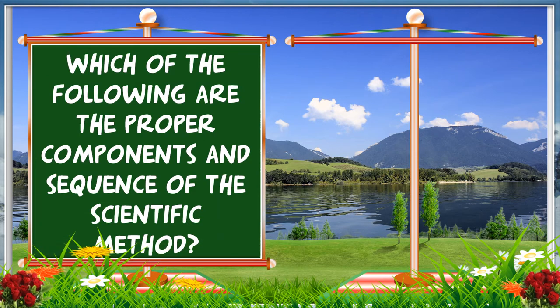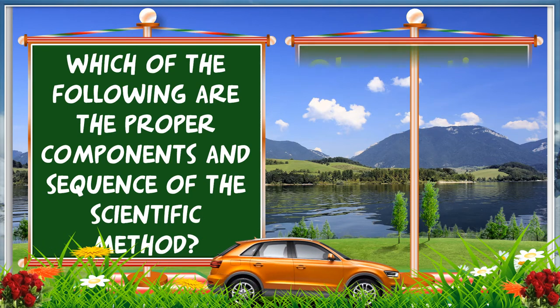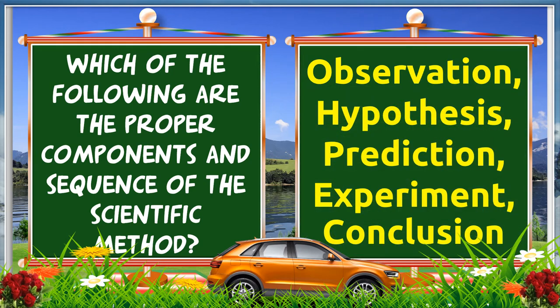Which of the following are the proper components and sequence of the scientific method? Observation, hypothesis, prediction, experiment, conclusion.